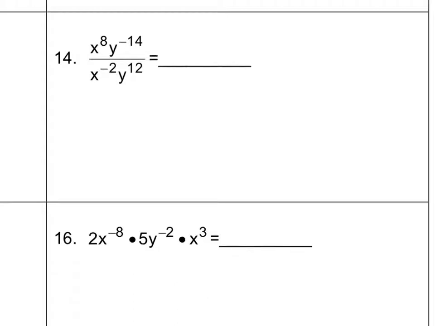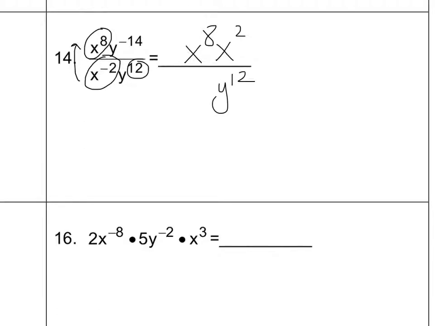Now, as you can see, there is x to the 8 on the top and x to the negative 2 on the bottom. So what you can do, you can subtract them, or you can just move x to the negative 2 up. It would be easier, so move the x to the power negative 2 up, so it becomes x to the power 2. Now, x to the power 8 stays where it is since it had a positive exponent. Now the y to the 12 stays down since it has a positive exponent. However, the y to the negative 14 has to go down to become positive. So as you can see, whenever it's a positive exponent, it's easier to deal with.